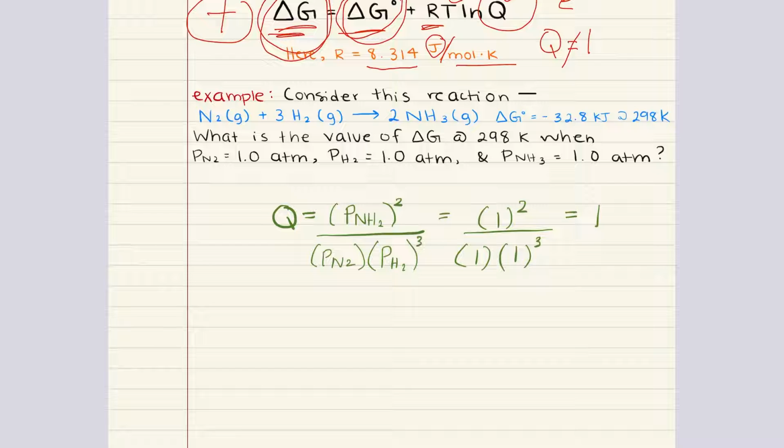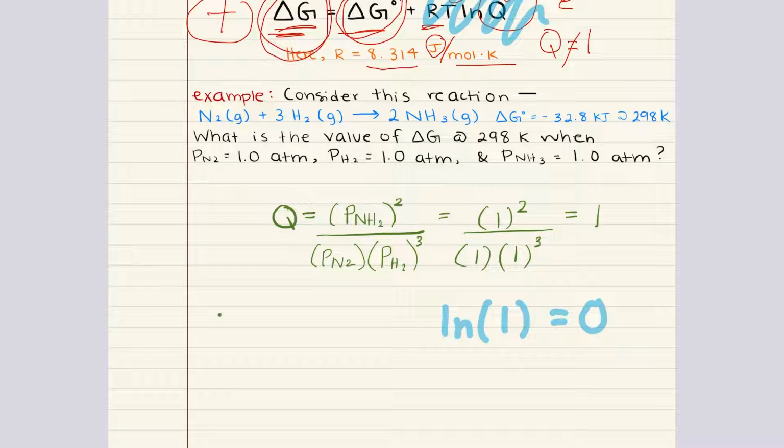Now this indicates to us that we're actually under standard conditions. So in the case that you've forgotten what standard conditions are, just doing this calculation is going to indicate that to you. And that is because Q is equal to 1. The natural logarithm of 1 is equal to 0. So that means we lose this whole term right here.